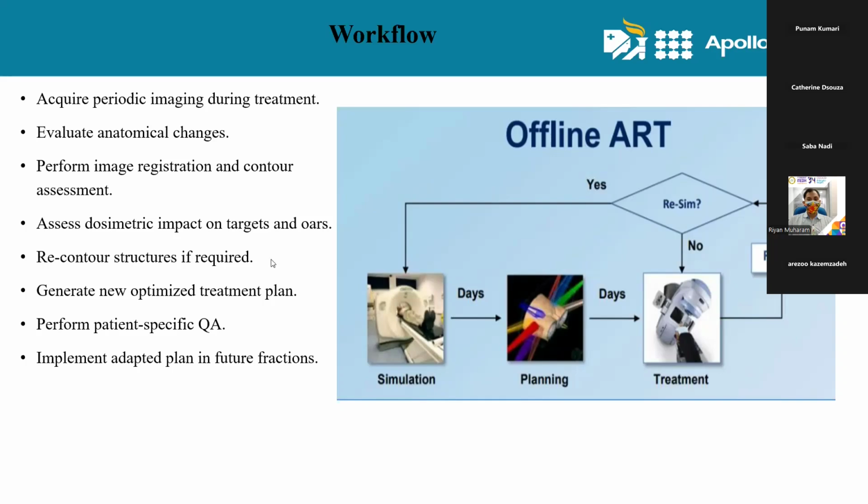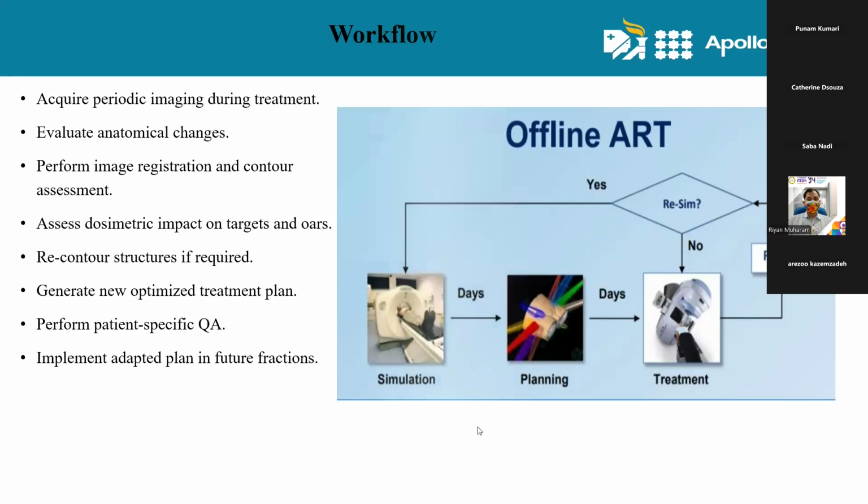If the answer is yes, then a new CT is required and the new treatment plan is prepared over the following days for the next fraction of the treatment. If the answer is no, then continue with that particular given plan. This assessment is repeated throughout the treatment course whenever clinically indicated. So this is the offline ART workflow.